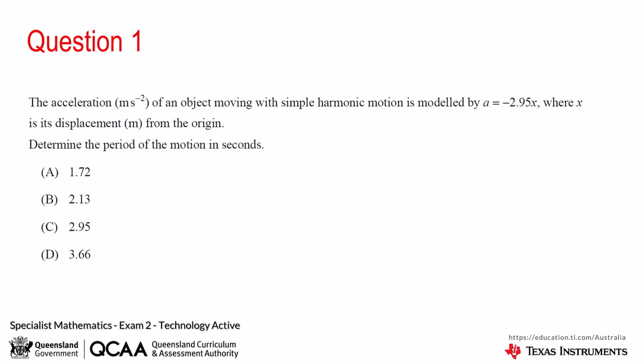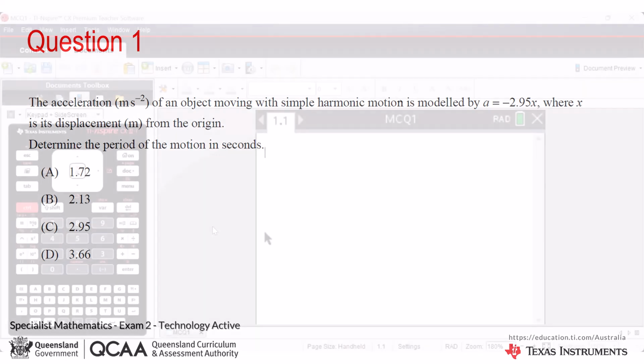In question 1, students are asked to consider a particle exhibiting simple harmonic motion, and the acceleration is given by a equals negative 2.95 times x, where x is the displacement from the origin. Now we know that the period of motion, which we can denote by capital T, is given by 2 pi on n. So the idea here would be to find the value of n and then calculate the period as 2 pi divided by that value of n.